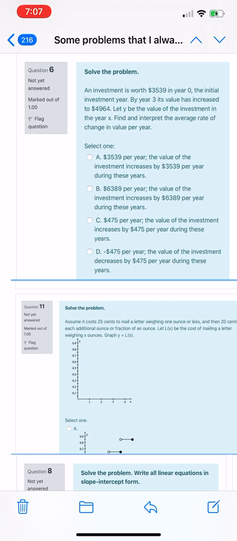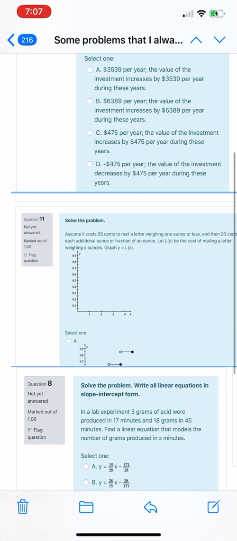4.75 per year. The value of the investment increased by that much per year during these years, right? So basically find the slope, and then the slope is going to tell us how much it increased by each year, or how much it changed by each year.